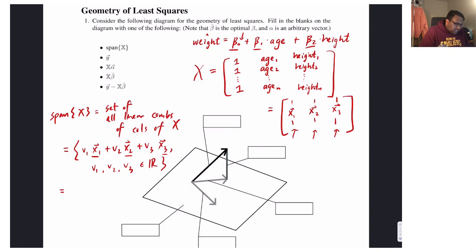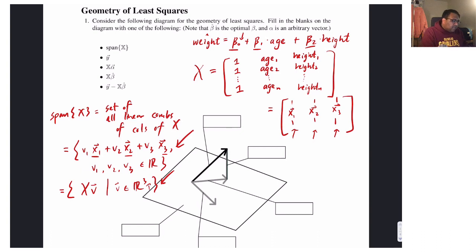Another way to express this set, though, is just as the set of all vectors x times v, where v itself is also another vector. Okay, so in this first interpretation over here, I'm saying v1, 2, and 3 are all scalars, and I have 3 of them. Over here, I'm just packaging v1, 2, and 3 into its own vector of 3 elements, hence the 3 over here, and I'm saying the span of X is the set of all resulting vectors when I take X and multiply it by a vector on the right. Okay, so the span of X is the set of all resulting vectors from this matrix multiplication.